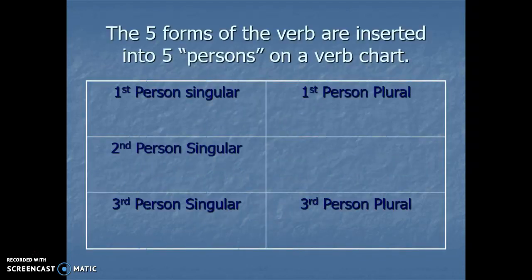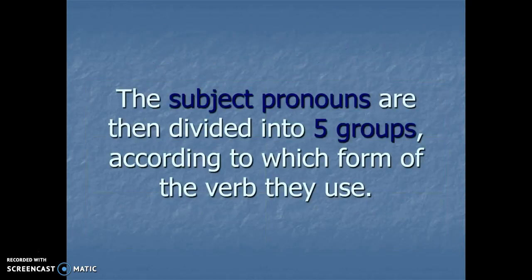Okay, the 5 forms of the verb are inserted into 5 persons on a verb chart, okay? So you have first person singular and first person plural, you have second person singular, and you have third person singular and third person plural. Okay? The subject pronouns are then divided into 5 groups according to which form of the verb they use.